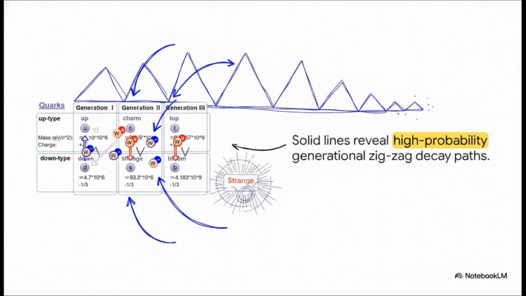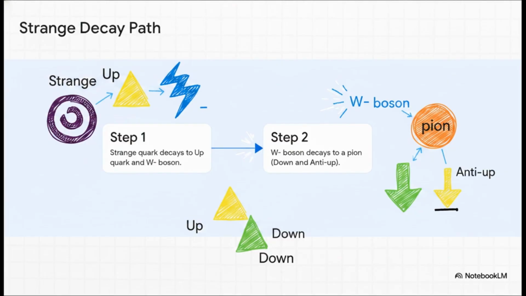But to truly crack the code on the architecture of these generations, we need to zoom way in on the strange quark specifically. We need to uncover its hidden internal structure. Let's break down the strange quark's most revealing decay path. A strange quark very frequently breaks down into an up quark and a W- boson.